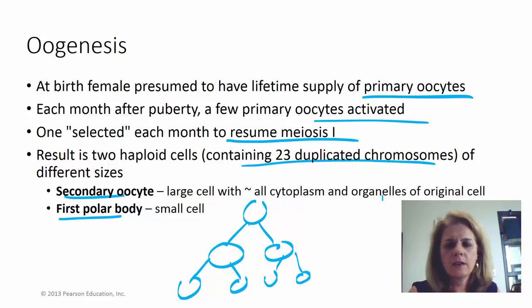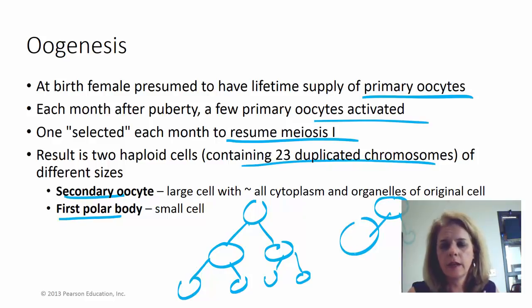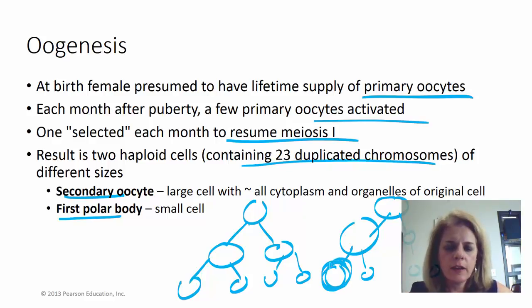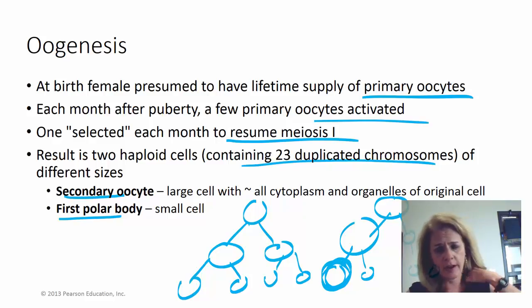With the egg, you take this division and you get a big one and then a little one. And then this divides again with a big one and a little one. And sometimes this one divides and you get a little one and a little one. So what you're doing is you're trying to save all the good stuff that you would need in order for the fetus, the zygote, once you have fertilization, to have everything it needs to survive until it's implanted into the uterus. So you want to save all your cytoplasm.